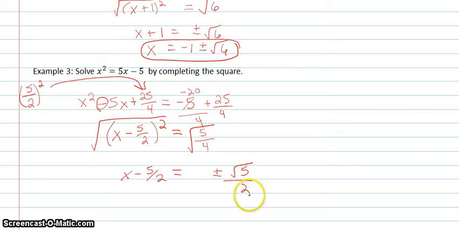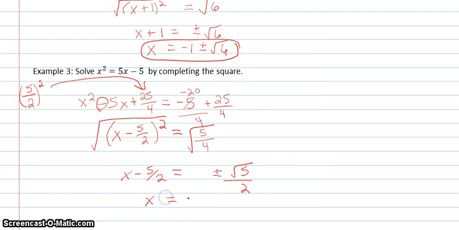Now the reason I'm able to take the square root of the bottom, not the top, is because 4 has a perfect square root, or is a perfect square. So the square root of that is 2, but the 5 doesn't, so I'll just need to leave it under the square root symbol. Then my last step here, I need to add the 5 over 2 to the other side, so it won't be next to my x, and my x will be by itself.